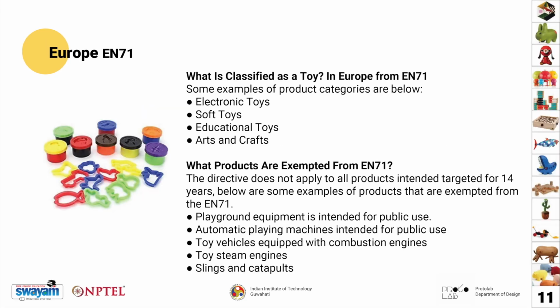What is classified as a toy under EN71? It is important to note the directive is subject to toys or products targeted at children under the Toy Safety Directive. All children's products or toys targeted at 14 years or younger are subject to this directive. Some examples of product categories are below: electronic toys, soft toys, educational toys, arts and crafts.